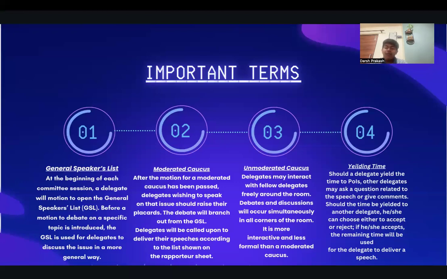And after taking 3 to 4 more speeches of GSL, they'll do one more moderated caucus. After that is completed, they'll do some more speeches of GSL. So in this way, it is an interplay of GSL speeches and moderated caucus speeches. However, moderated caucus speeches will be taken in one go only. One round of moderated caucus will be completed in one go, and it is not like the GSL speech.